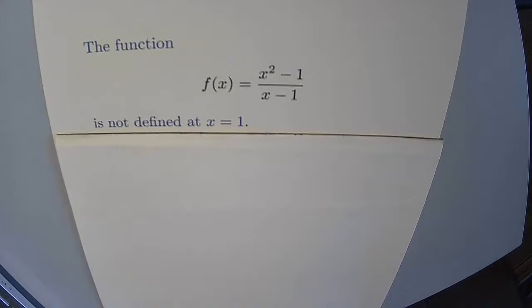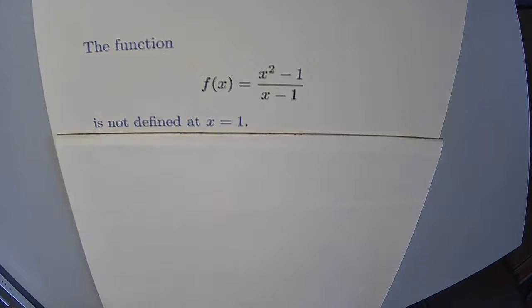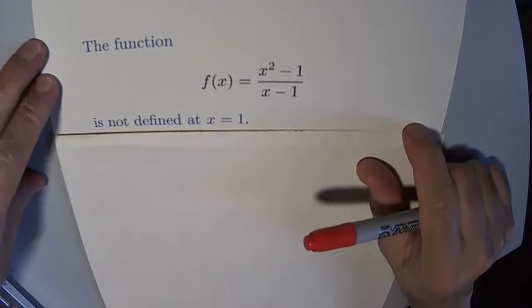Okay, let's talk about removable singularities, starting with this function f of x, which, as you notice, is not defined at x equal to 1, because putting 1 for x gives us a 0 in the denominator, and that's not mathematically meaningful.